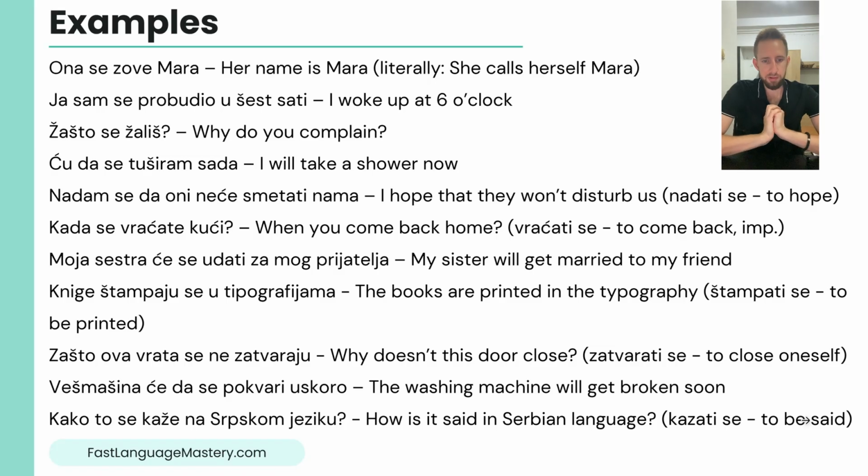Yeah, moja sestra će se udati za mog prijatelja. My sister will get married to my friend. Literally, it means that my sister will marry herself to my friend. This is how this works.